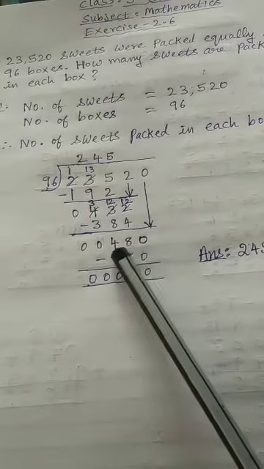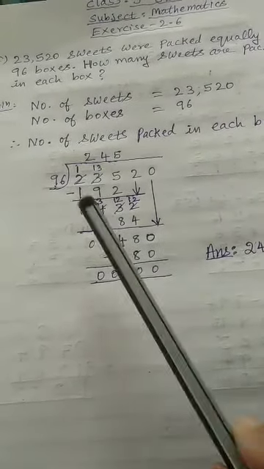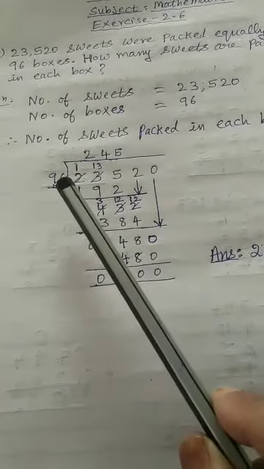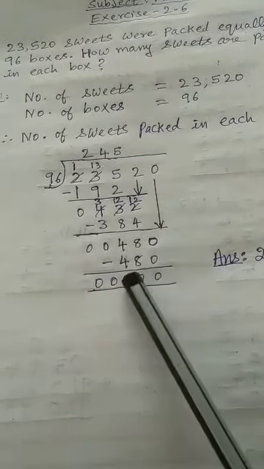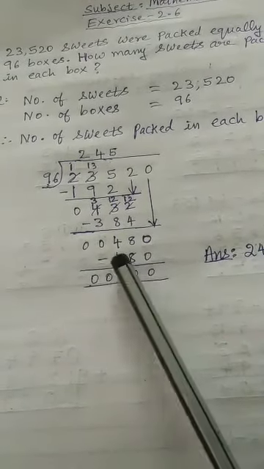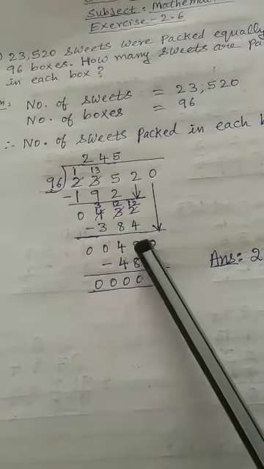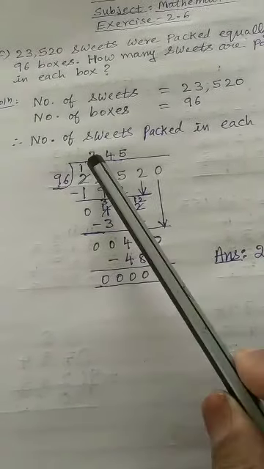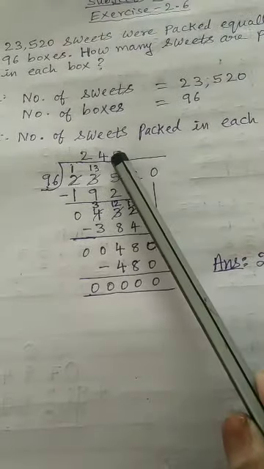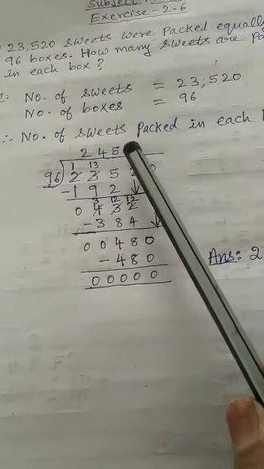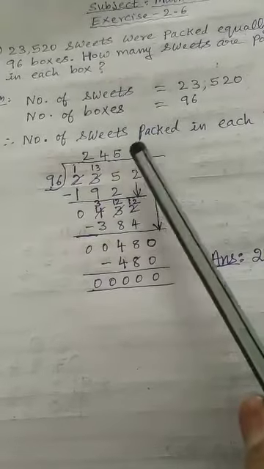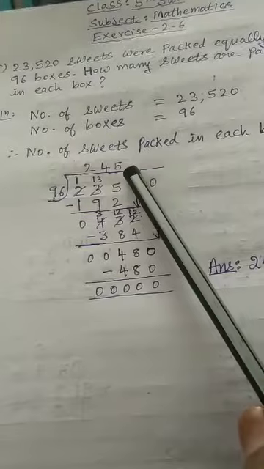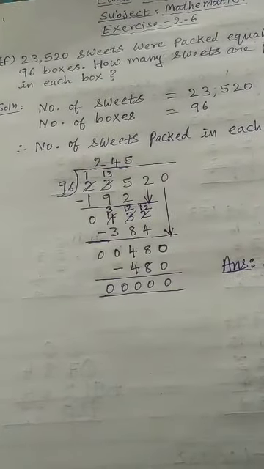The next digit is 0. Bring it down. 480. Now 96 fives are 480. Subtract. 0 minus 0, 8 minus 8 is 0, 4 minus 4 is 0. These zeros stay as they are. So what is the answer? 245. These are the number of sweets packed in each box. So in each box, 245 sweets are packed. Understood?